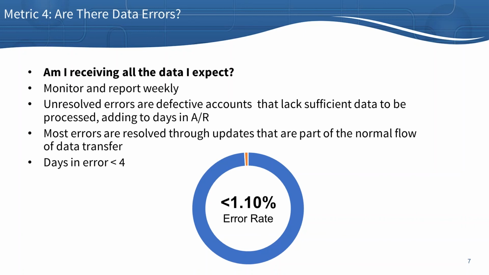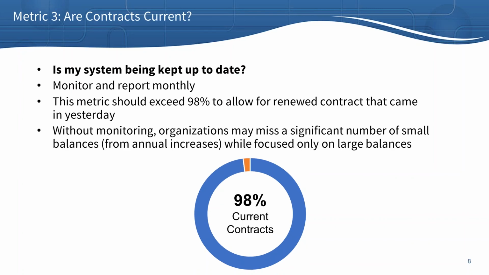Once you've established that you have your core functions accurate, you're set up correctly, and you're getting all the data in your system, the question then becomes, is it kept up to date? So at PMMC, what that means is, are all of our current contracts loaded? So our metric is what percent of contracts are loaded within 30 days of the effective date. That very quickly tells us how up to date our system is.